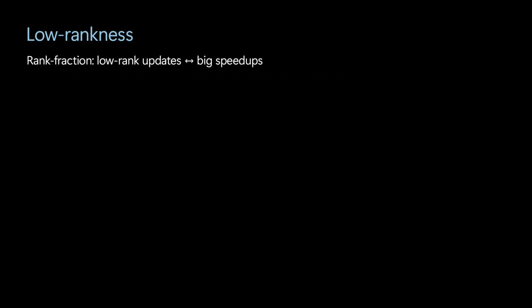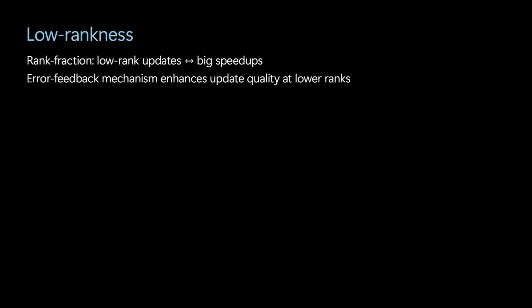So let me talk about low rankness or low rank factor, a new scalability lever that we introduced in this Dion update rule. So low rank factor basically controls the rank of each update, making the update cheaper to compute and less things to communicate across devices, leading to big speedups. Crucially, we make this work by introducing an error feedback mechanism, which maintains update quality at lower ranks.